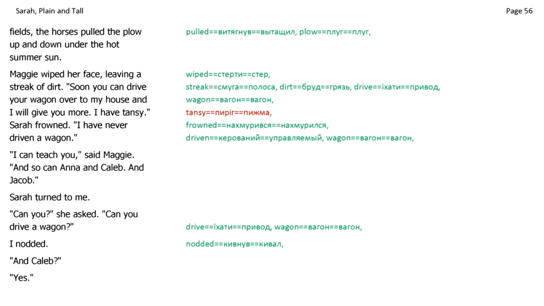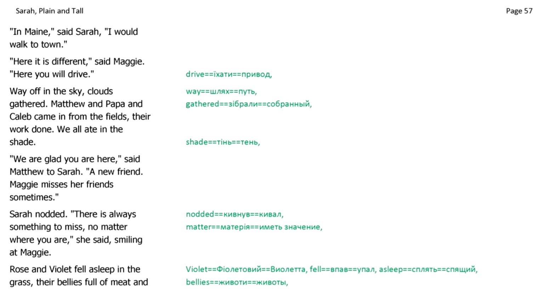"I have never driven a wagon." "I can teach you," said Maggie, "and so can Anna and Caleb and Jacob." Sara turned to me. "Can you?" she asked. "Can you drive a wagon?" I nodded. "And Caleb?" "Yes." "In Maine," said Sara, "I would walk to town." "Here it is different," said Maggie. "Here you will drive." Way off in the sky, clouds gathered.